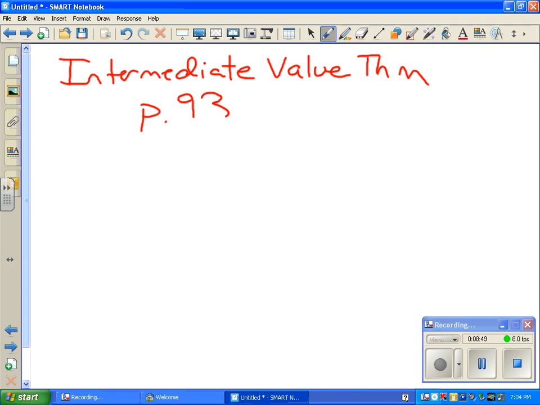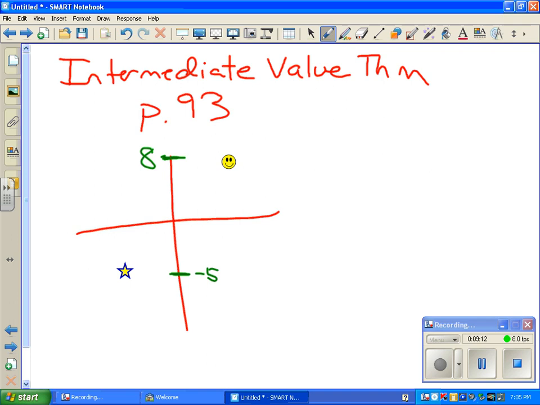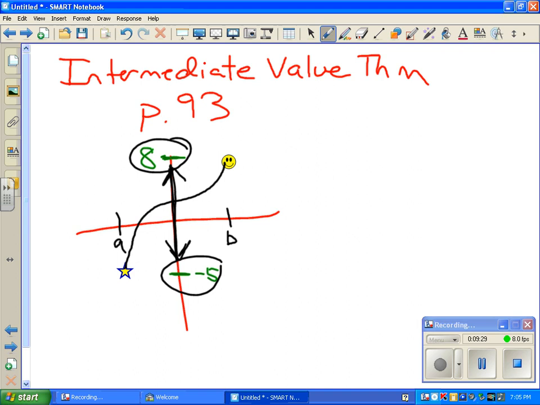It's listed on page 93. In a nutshell, it says that if you have a function that is continuous, you start at a certain height value, let's say -5, and you end at a different height value, let's say 8, and the function is continuous, then no matter how you draw it or what the function looks like, every height between -5 and 8 must be covered on that function, starting at A and ending at B.